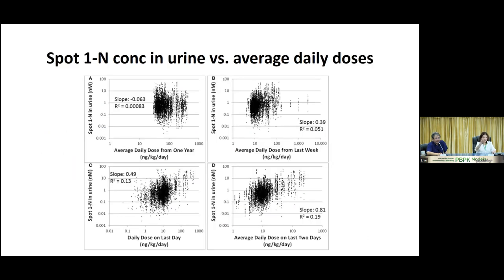Okay, here is the simulation. So there's A, B, C, and D. I hope that you're able to see it. A is for 1 year. B is last week. C is last day. D is last 2 days. So professor, you're absolutely right. 2 days is the best, but look at the R-square. It is so bad, so low. Even though it's better, there's no association.